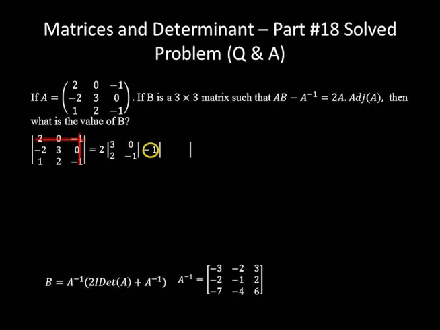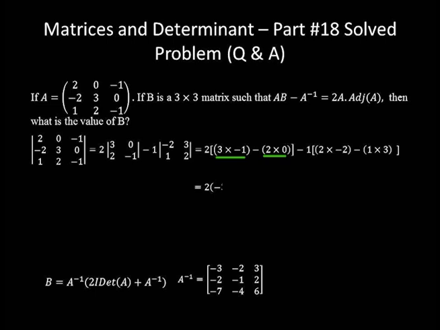Removing them gives us these 4 elements, which is equal to 2 times 3 times negative 1 minus 2 times 0 minus 1 times 2 times negative 2 minus 1 times 3, which is equal to 2 times 3 times negative 1 is negative 3, 2 times 0 is 0, negative 3 minus 0 gives us negative 3, minus 1 times 2 times negative 2 is negative 4, 1 times 3 is 3, negative 4 minus 3 gives us negative 7, 2 times negative 3 gives us negative 6, negative 1 times negative 7 gives us positive 7, negative 6 plus positive 7 equal to 1.